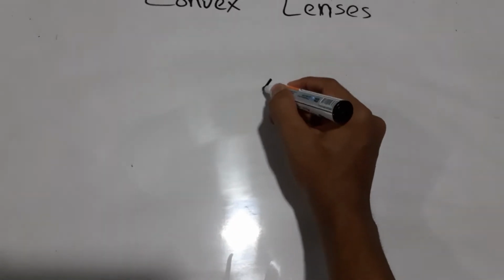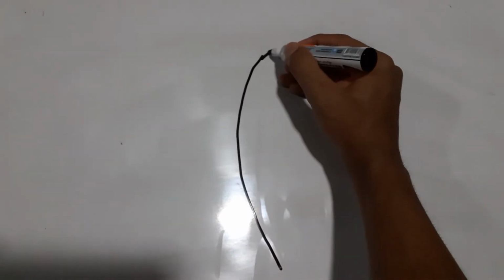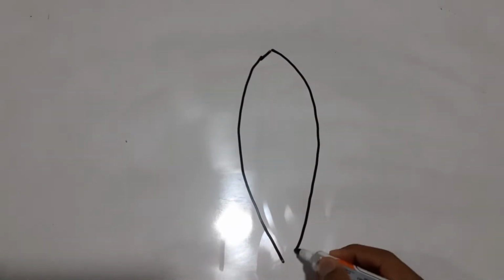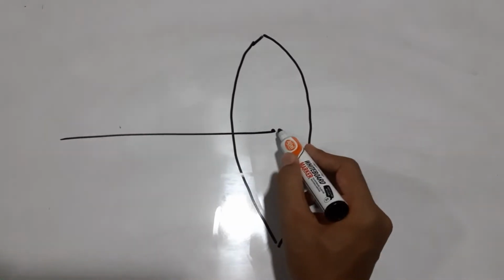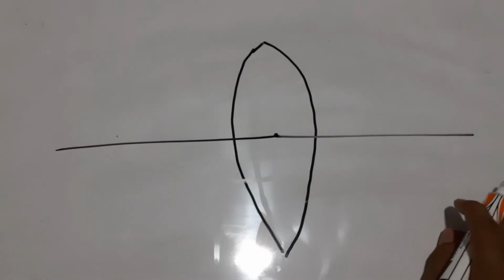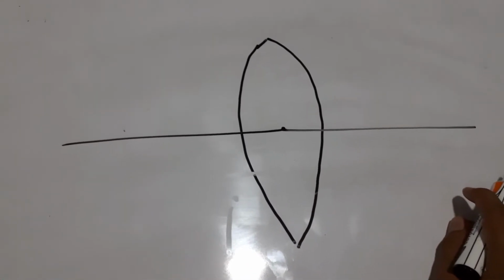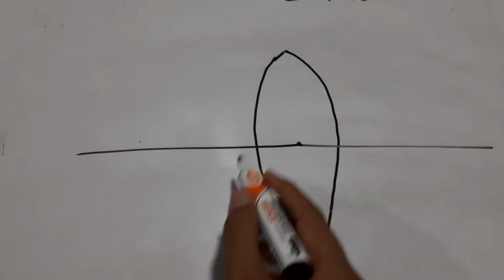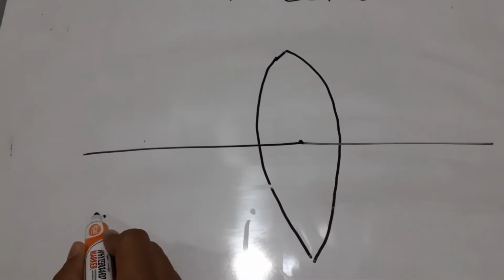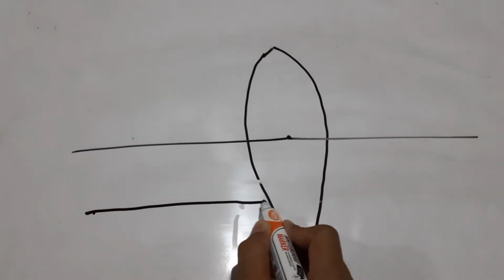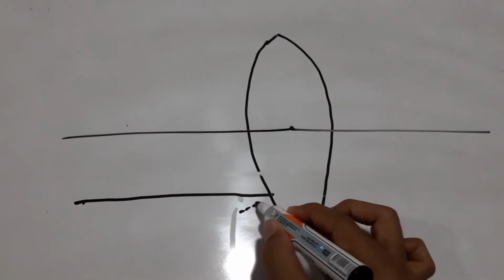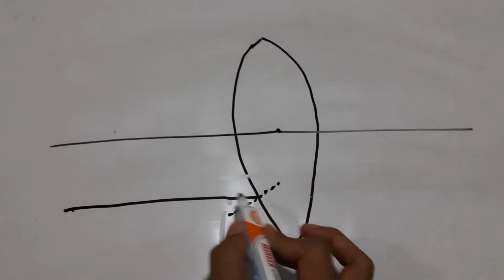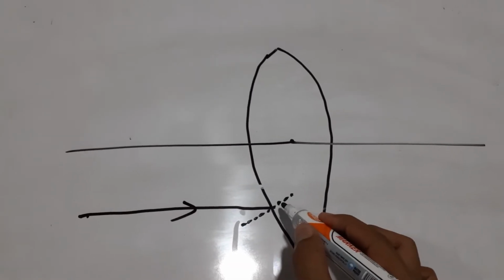If I take a bigger lens like this, I can show you how light rays get refracted. Let's say this is the optical center and the line passing through it is called the principal axis. If a light ray that comes like this hits the surface, what will happen? If you draw the normal like this, the light ray will be refracted.